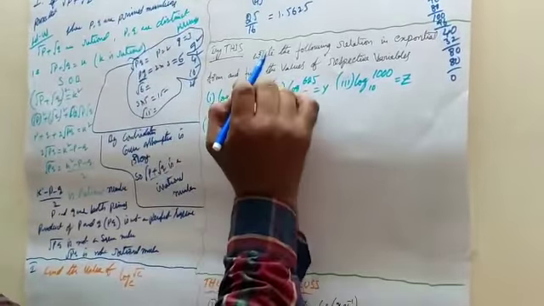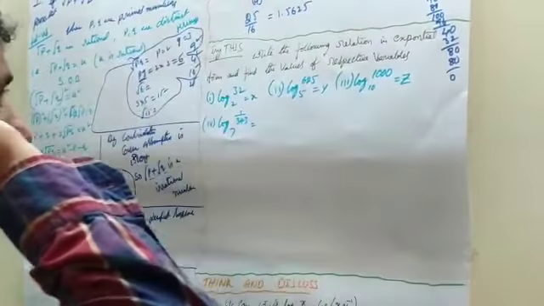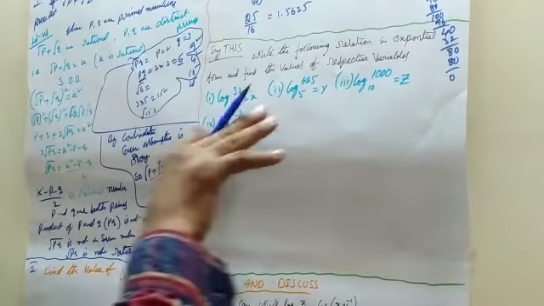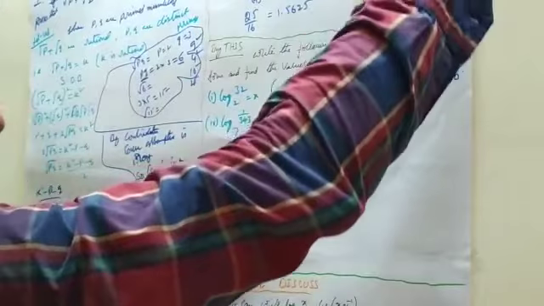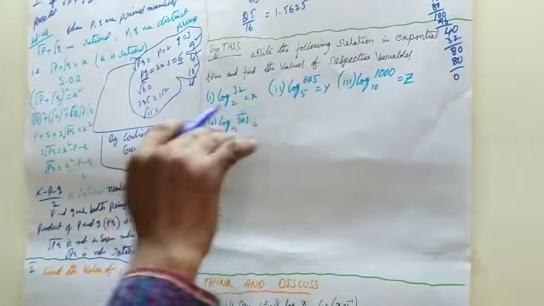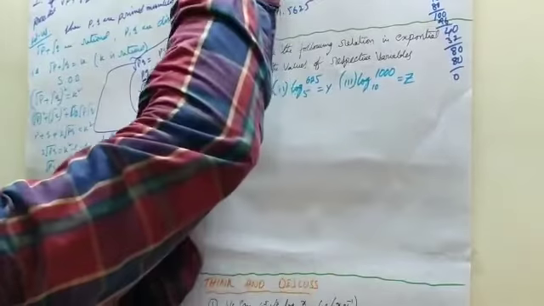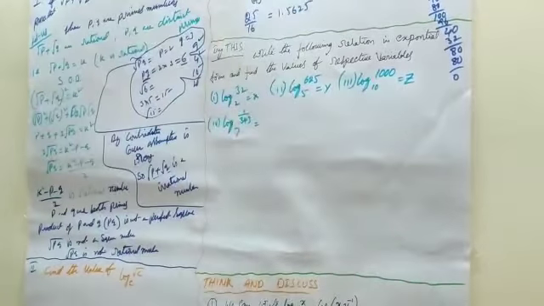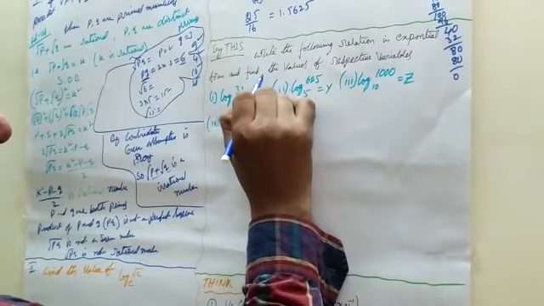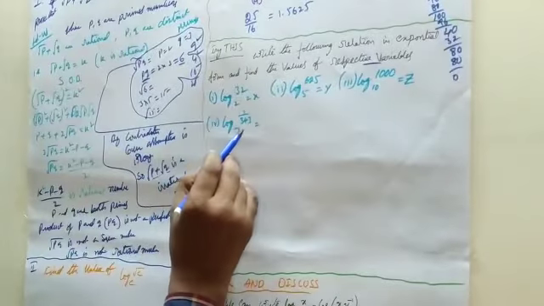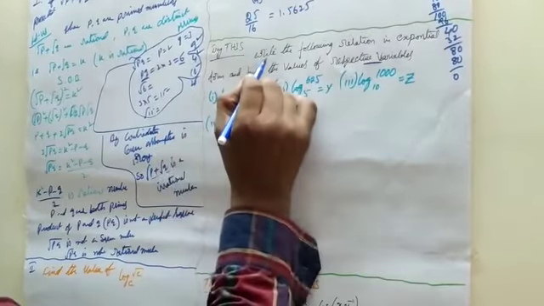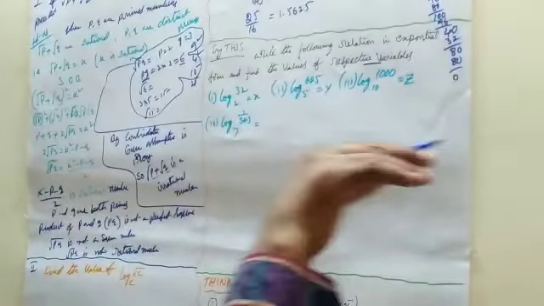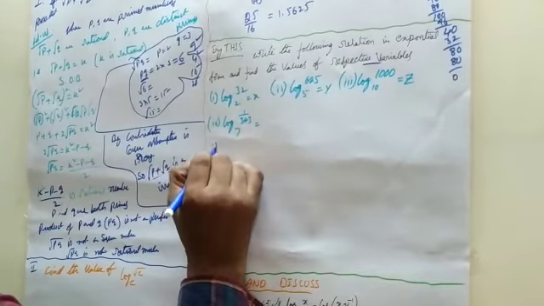Anyway, try this. Write the following rationals in exponential form and find the value of the respective variables. First of all, these are in logarithmic form. You change them to exponential form, and at the same time find the value of the respective variables. Here is x, here is y, here is z. Take the first one.